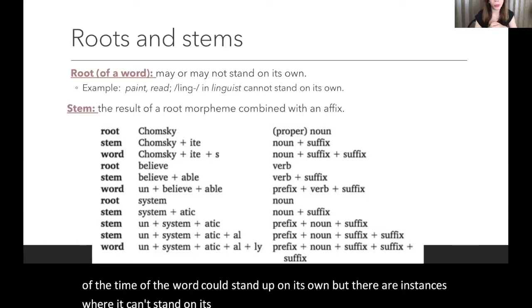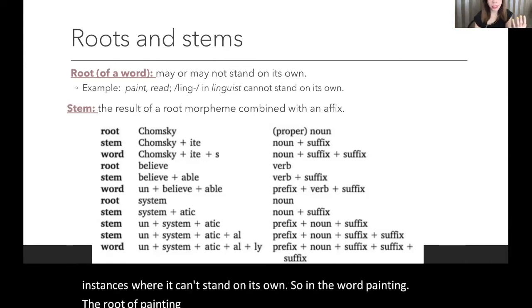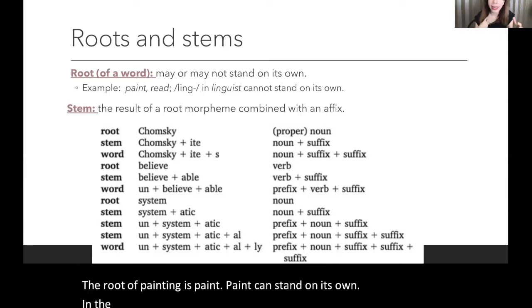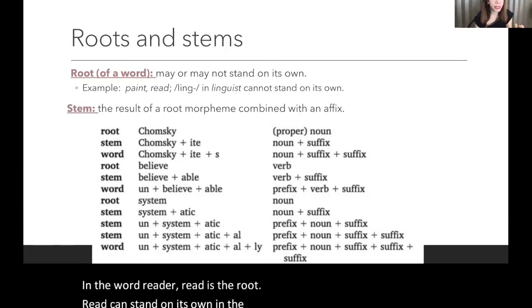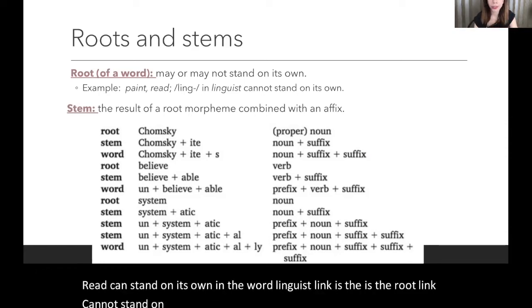So in the word painting, the root of painting is paint. Paint can stand on its own. In the word reader, read is the root. Read can stand on its own. In the word linguist, ling is the root. Ling cannot stand on its own.